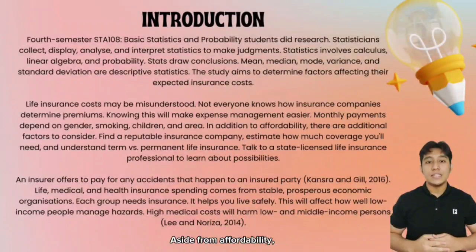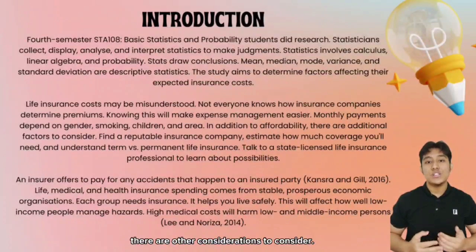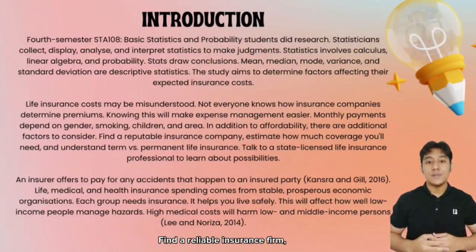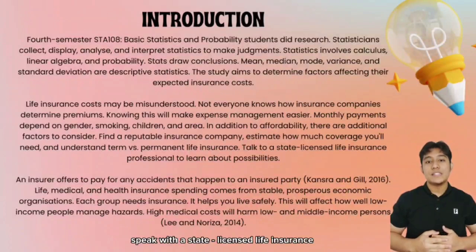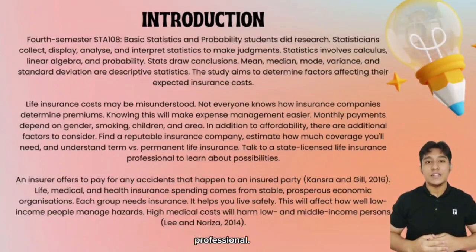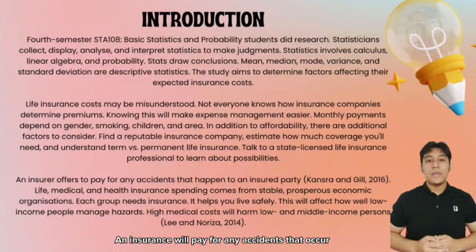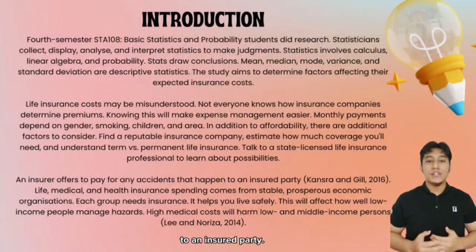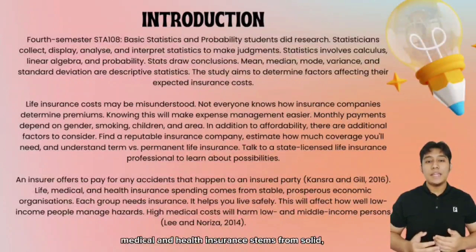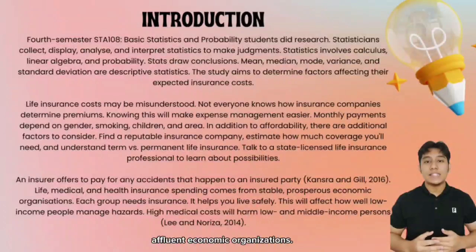Aside from affordability, there are other considerations. Find a reliable insurance firm, calculate how much coverage you will need, and grasp the difference between term and permanent life insurance. To learn more about the options, speak with a state-licensed life insurance professional. Insurance will pay for any accidents that occur to an injured party. Spending on life, medical and health insurance stems from solid, affluent economic organizations.